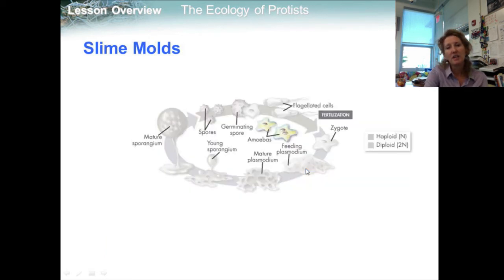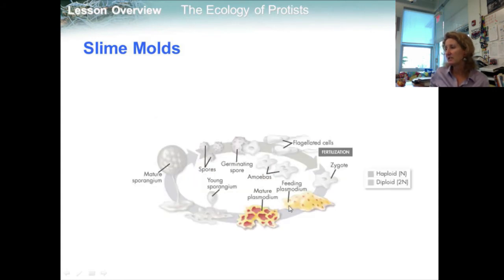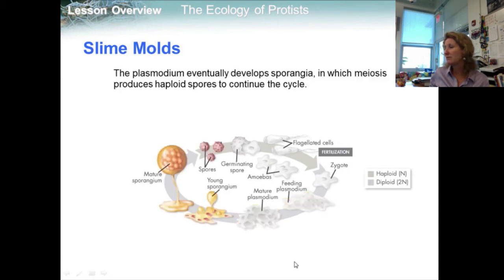At one stage in their life cycle, slime molds exist as a collection of individual amoeba-like cells, as you can see right here. Eventually, these aggregate to form a large structure known as a plasmodium, which may continue to move. The plasmodium eventually develops sporangia, in which meiosis produces haploid spores to then continue the cycle.